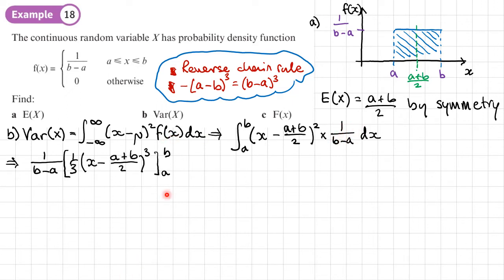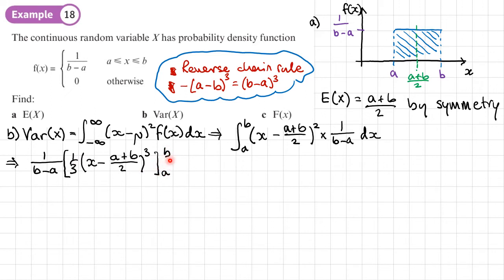Right, so the next step now is I can integrate this. Now, because this is linear, x minus something, it's not x squared or anything like that, I can use the reverse chain rule to integrate this. So I integrate the outside: add 1 to the power, 3, divide by the new power, which is 3. Then multiply by the inside differentiated. Now the inside differentiated is going to be 1. So if I divide by 1, that's not going to change.